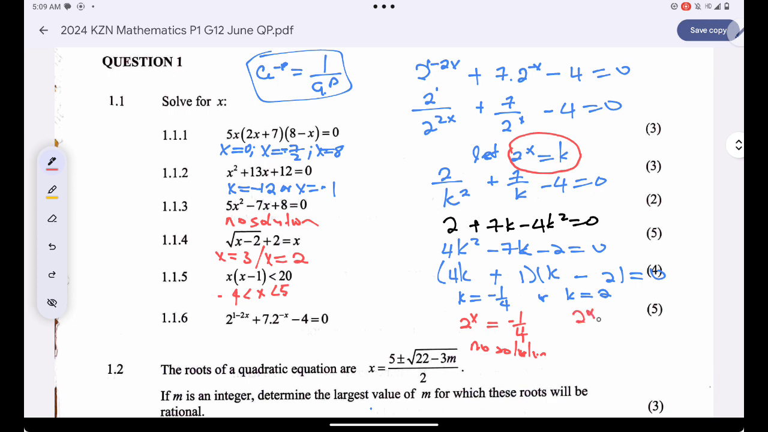But here I'll have 2 to the x is equal to 2, which means 2 to the x is 2 to the 1. Therefore x is equal to 1. So I'll simply say x is equal to 1.